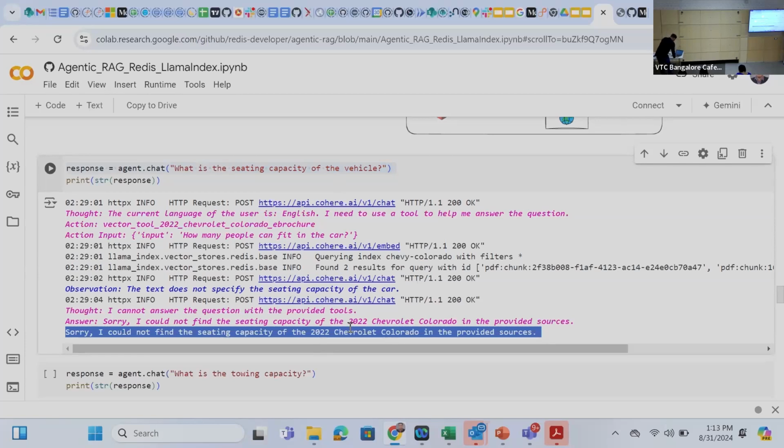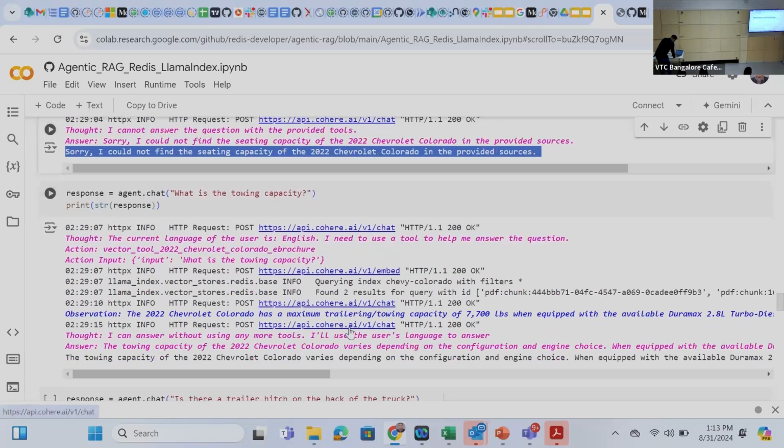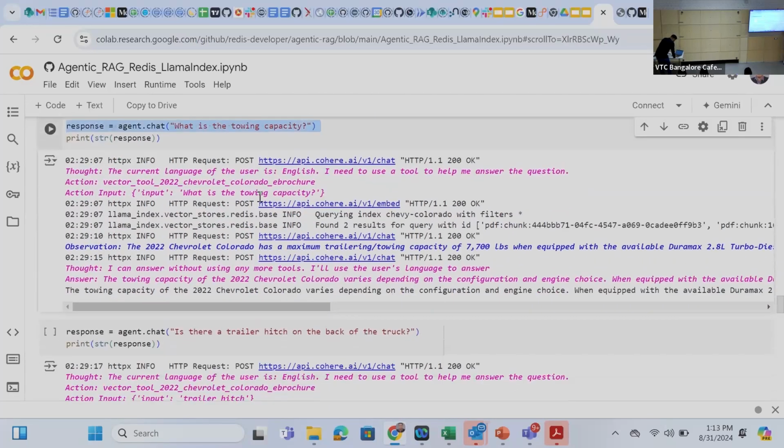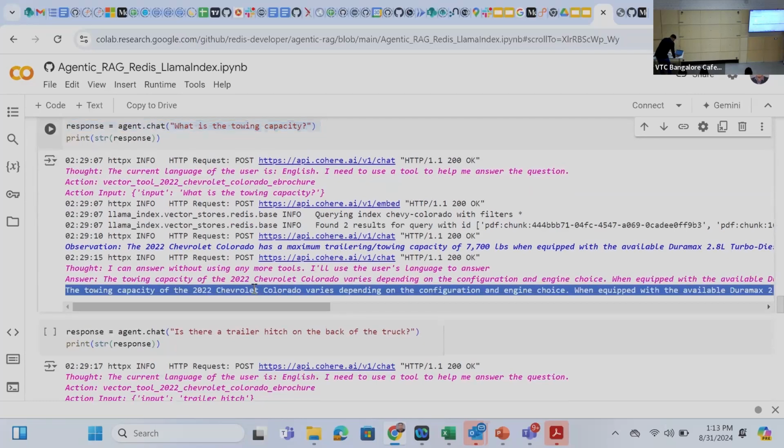But if I ask any further questions to it, like for example, what is the towing capacity of the vehicle, which is generally mentioned in the source or manuals.